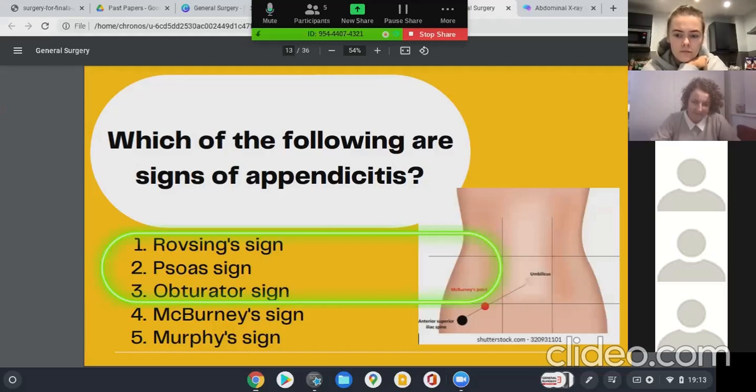Obturator sign, again, is another sign of appendicitis. When the patient's knee is flexed at a right angle, as you slowly internally rotate the hip, that causes pain for the patient.